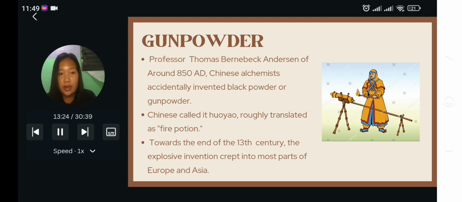And then, yun na nga, hanggang sa na-discover niya na yung gunpowder, and this gunpowder is talaga namang nagamit during warfare that time. And towards the end of the 13th century, the explosive invention crept into most parts of Europe and Asia. So, yun. Prior to that, nagkaroon na rin ng mga swords, ng mga guns, na talagang ginamit nila during warfare. Kasama na din doon yung gunpowder.